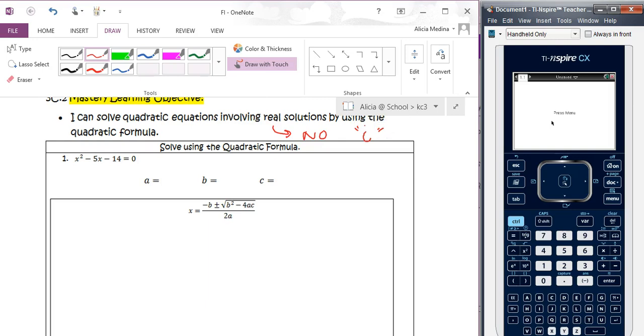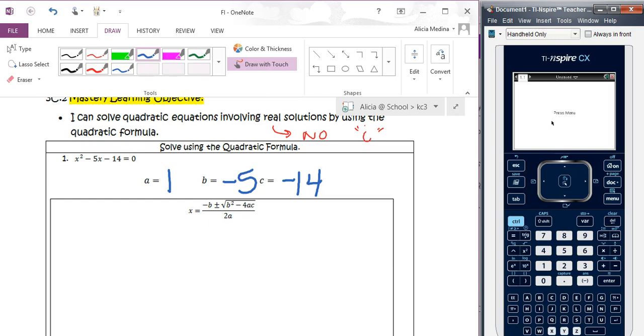Starting off with number 1, I have x squared minus 5x minus 14 equals 0. That is already in standard form, so I can go ahead and identify my A, B, and C. A is 1, B is negative 5, and C is negative 14. Please keep those signs. And if you don't have your calculator, please pause the video and grab yourself your calculator.